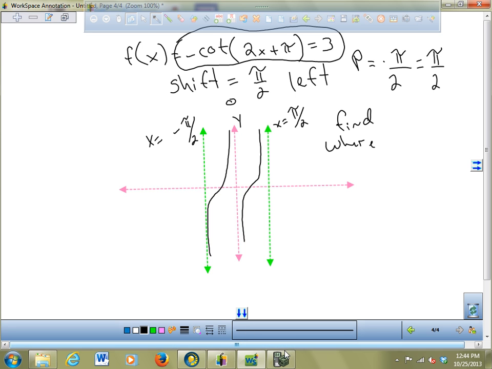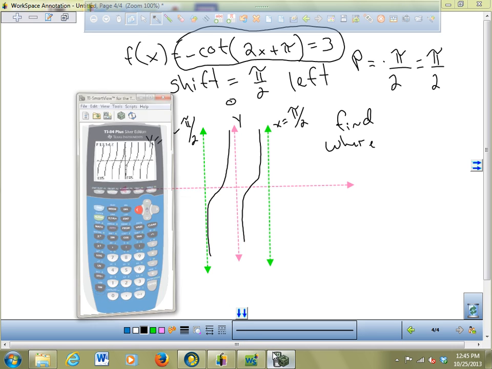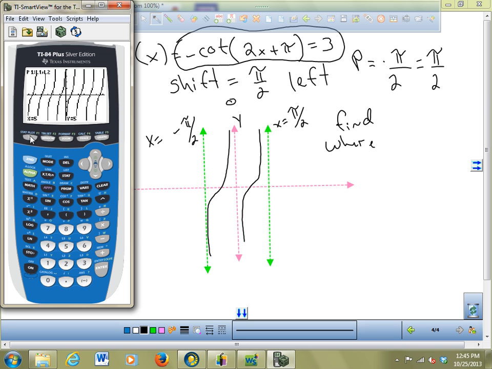Nah, you don't want to trace it. The first thing you want to do is draw the line y equals 3. And then if you hit graph, there's the line y equals 3. So there's multiple places where it's equal to 3. So you go second calc, intersect. See where it says intersect?